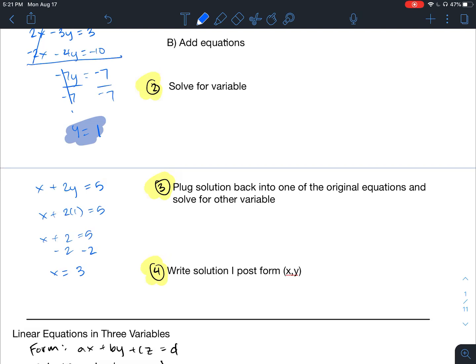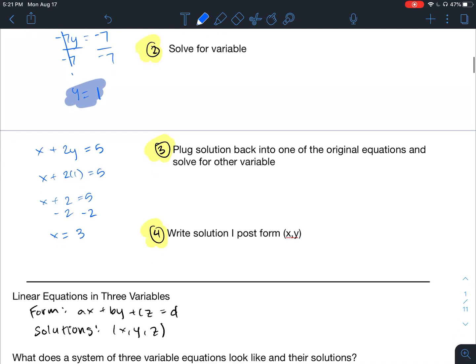And now we just need to write our solution in point form, not post form. Sorry about that typo, point form. And I keep doing that. So we have our x and our y. And there we go. That is our solution. So these two lines will intersect at the point (3, 1).